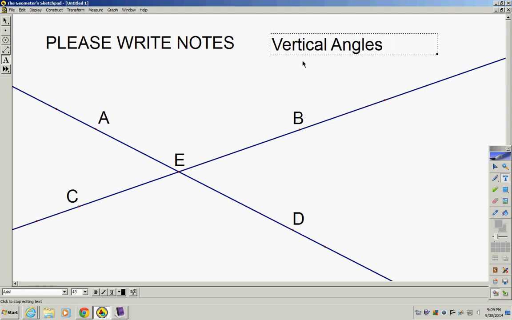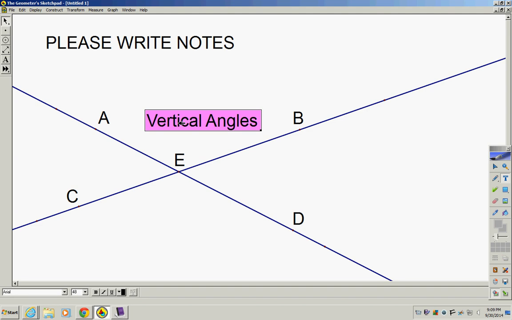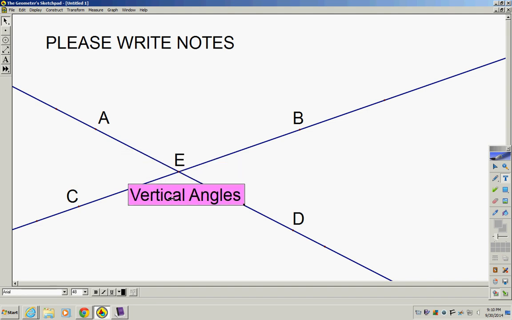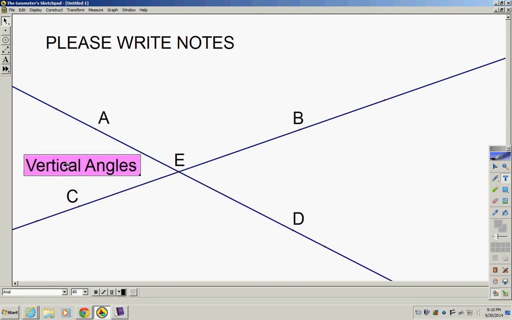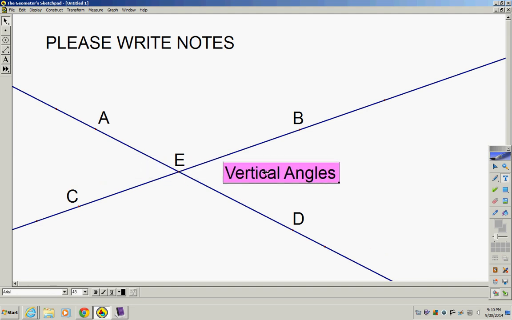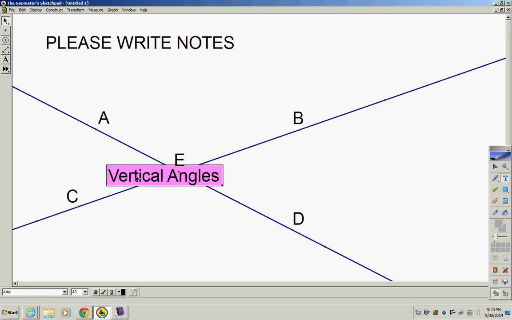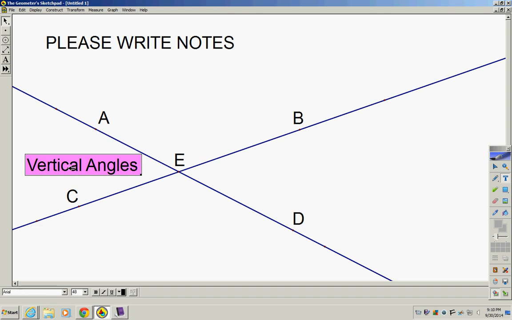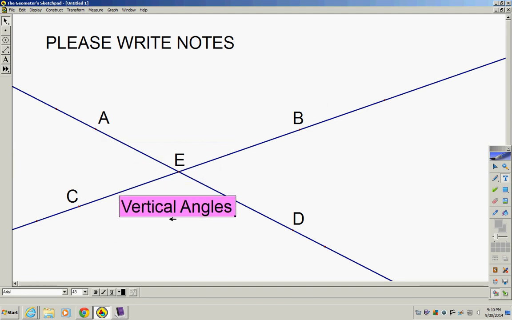So vertical angles are angles when two lines intersect each other and they cross. The angles across from each other are vertical angles. So that's a vertical angle, and these are both vertical angles. They're across from each other. You could also have this angle over here, AEC, is a vertical angle to BED. These are both vertical angles. They're across from each other.